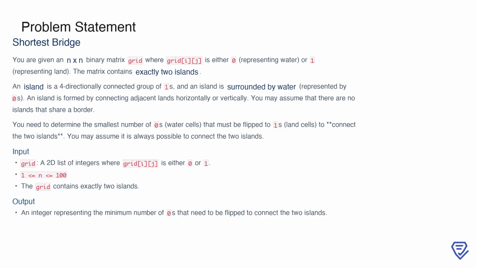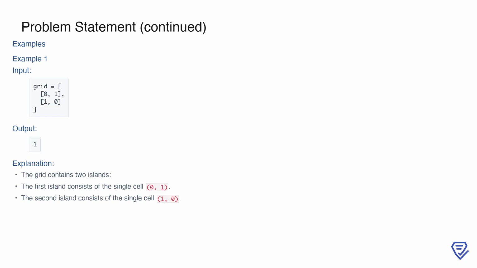These islands are completely surrounded by water, meaning they are disconnected from each other. The task is to determine the smallest number of water cells, those with a value of 0, that need to be flipped into land cells, or 1s, in order to create a bridge that connects the two islands. Since the problem guarantees that there are always exactly two islands, you can assume that it is always possible to find a solution. The input is the grid itself, a 2D list of integers, and the size of the grid can range from 1 to 100. The output is a single integer, which represents the minimum number of zeros that must be flipped to connect the two islands. To better understand the problem, let's look at the first example.